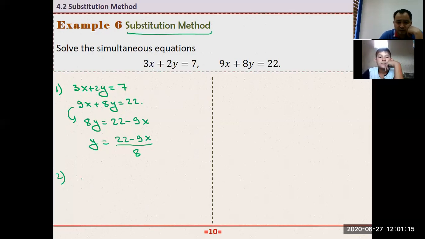If you substitute here, what do we have? 3x plus 2 times, what is y in x? It is equal to this, so here we have (22 minus 9x) over 8. On the right-hand side we have 7.